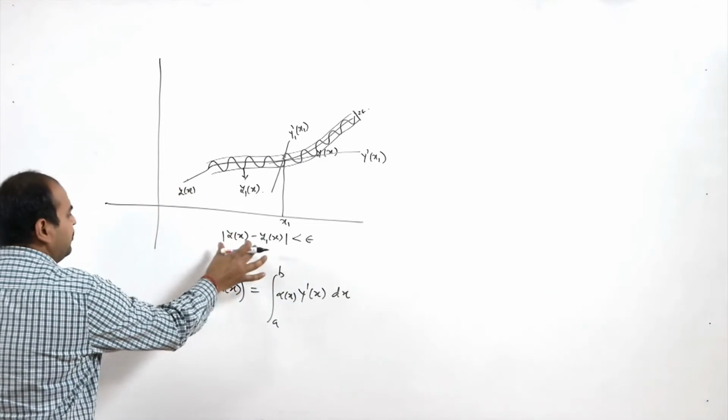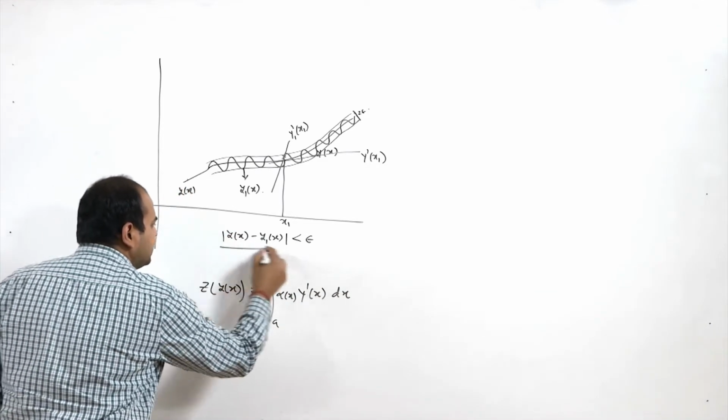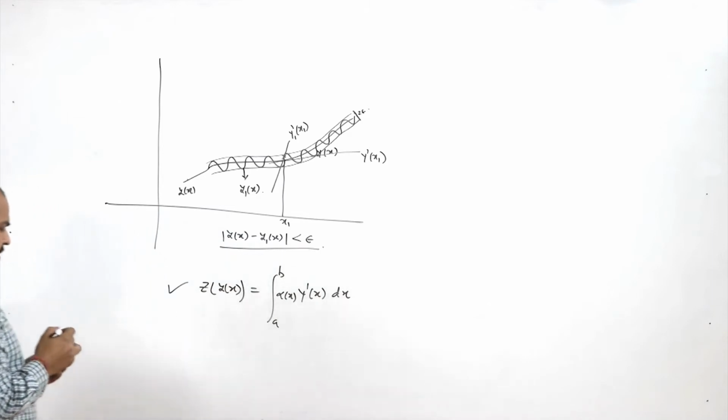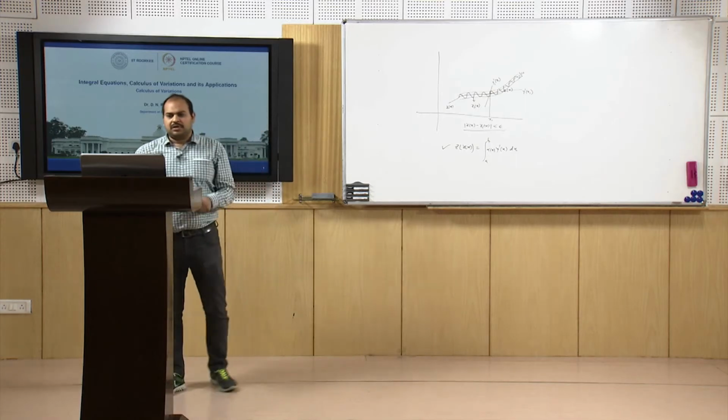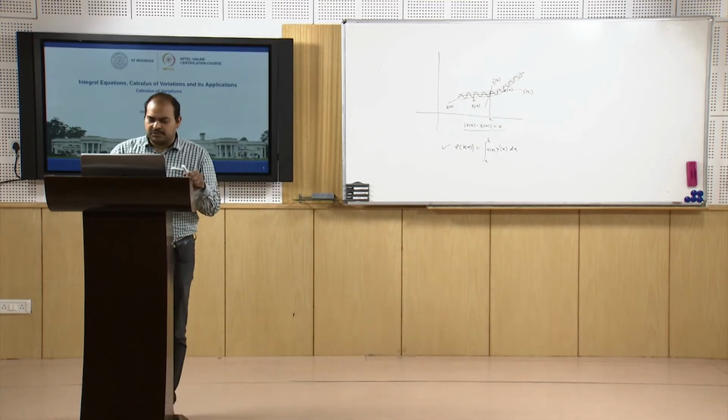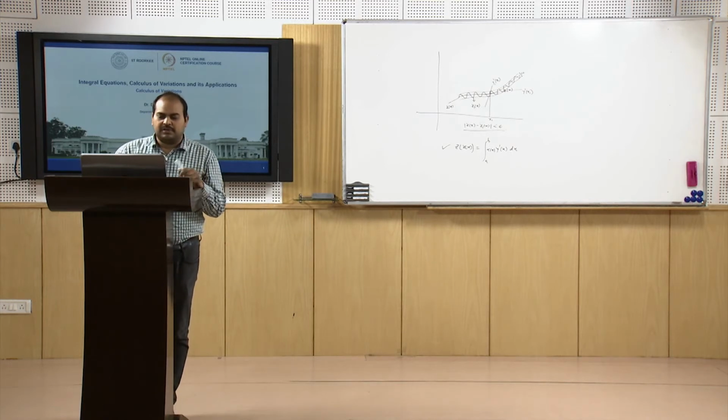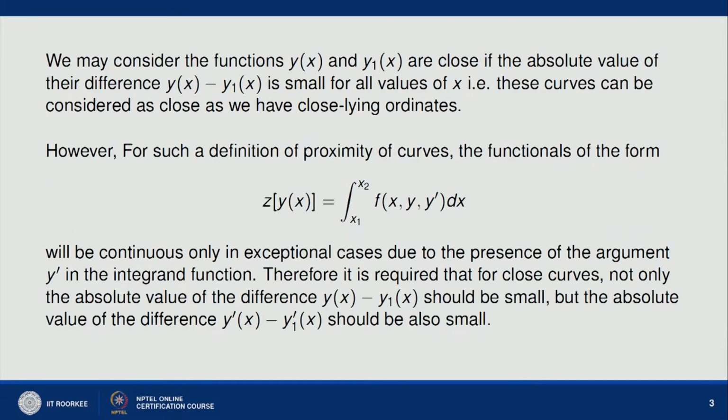So in this sense, if we take closeness only in this sense, then this functional may not be continuous at all. So this compels us to define our definition of closeness in a more suitable manner. Therefore, it is required that for close curves, not only the absolute value of the difference of y should be small, but the absolute value of the difference of y dash should also be small.